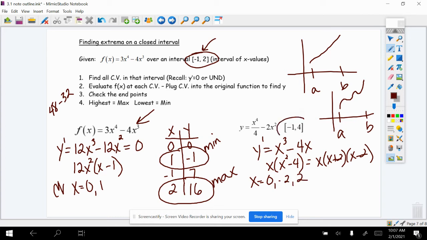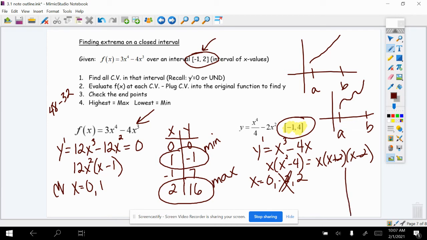Now look at your interval. And that's something that you definitely want to take the time to check. My interval goes from -1 to 4. That means that -2 is not even part of the graph that I'm looking at. So when I make my table, I'm not putting -2 into the table because I only want to know the highest or lowest in that stretch of the graph.